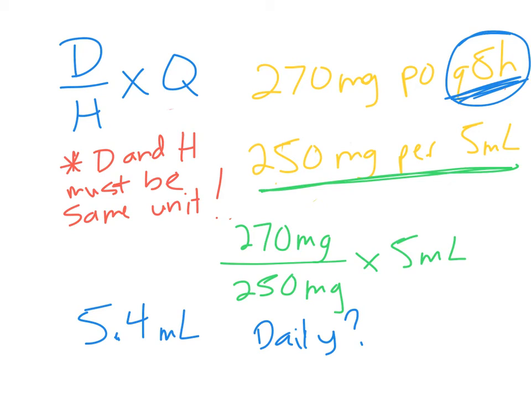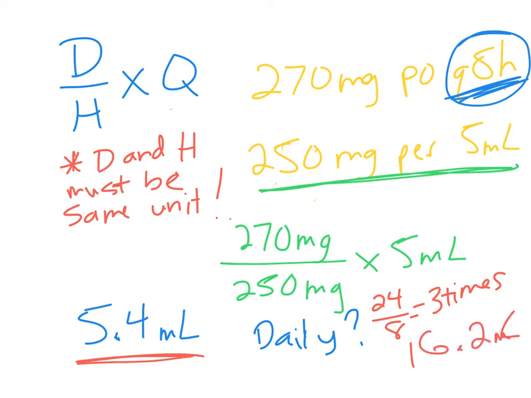So in a 24-hour day, just a little side note here, every 8 hours would end up being 3 different times. Okay, so if they're going to take 5.4 milliliters 3 different times, we need to take 5.4 times 3, and so our daily dose would be 16.2 milliliters. That would be our answer for that. So don't forget to incorporate that as well.